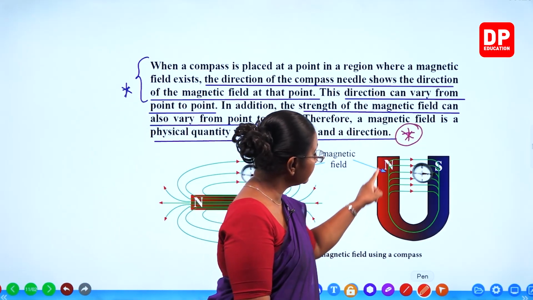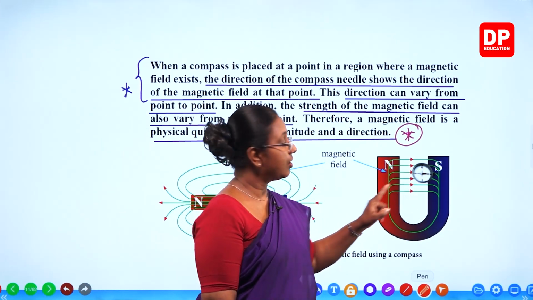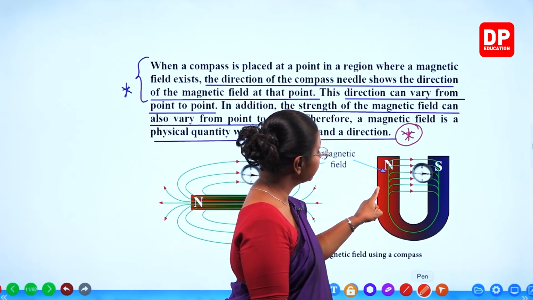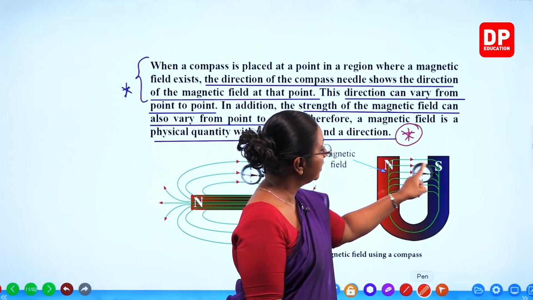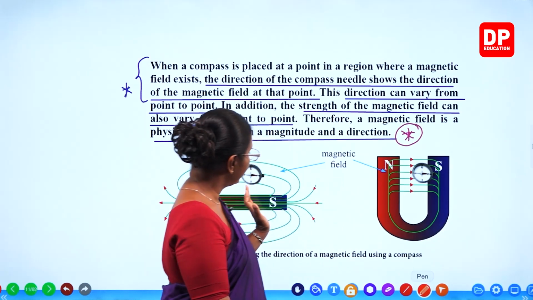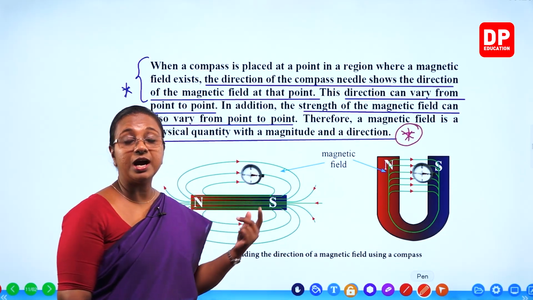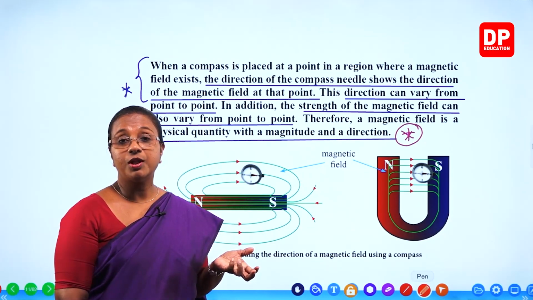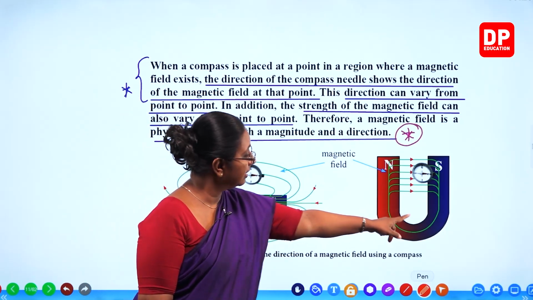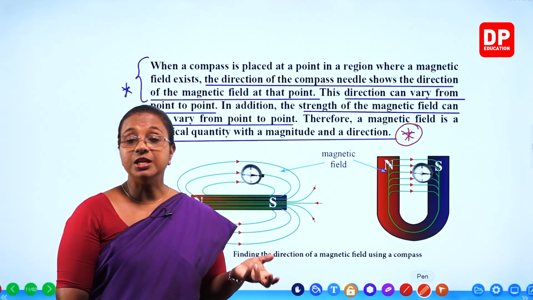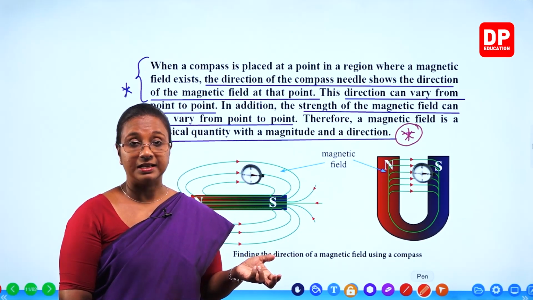Now here you can see this is a U magnet. Now when we have a U magnet, one end is the north pole, the other end is the south pole. Normally it is the convention, students. We use red color or maroon color to denote the north pole of the magnet, and blue color to denote the south pole of the magnet.